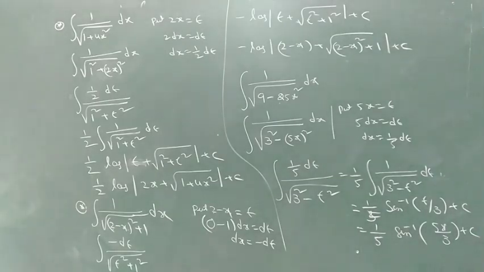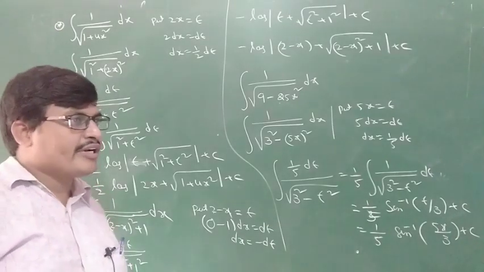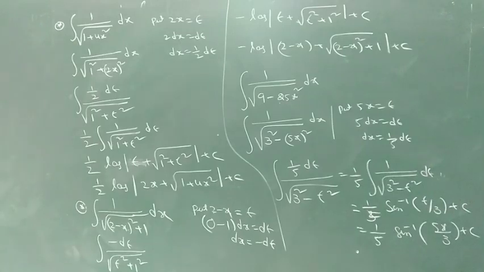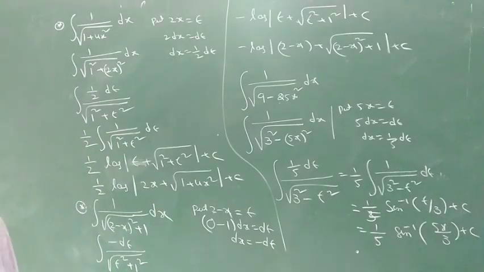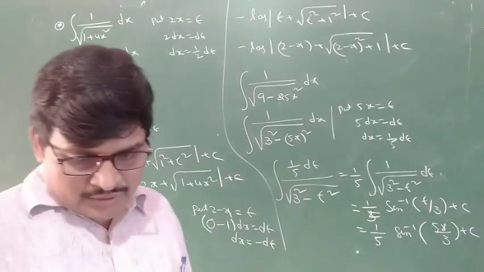Okay, this is one of the simple model problems. Tomorrow, this is the important one. Next model: 1 by root of ax square plus bx plus c, or 1 by ax square plus bx plus c, or px plus q by root of ax square plus bx plus c type problems, tomorrow. Okay.